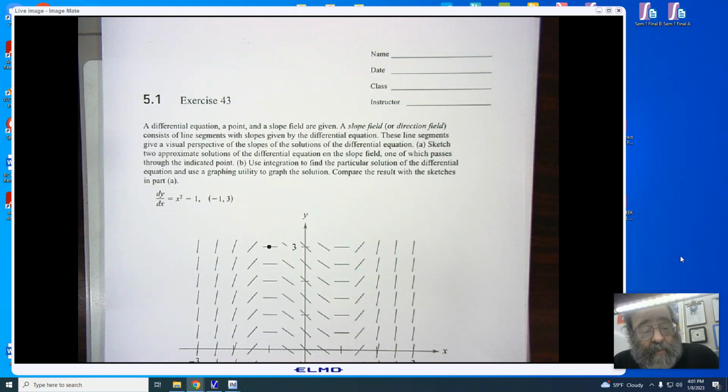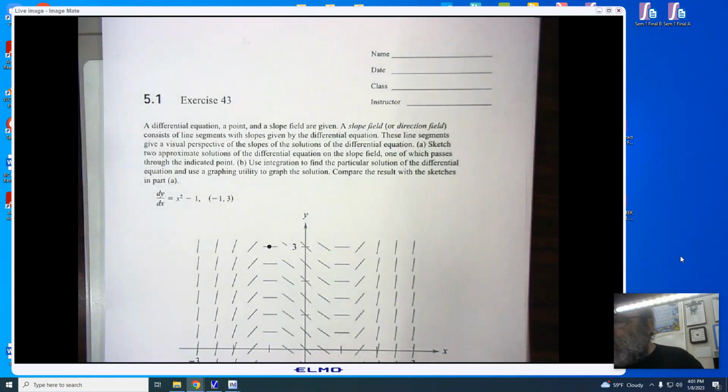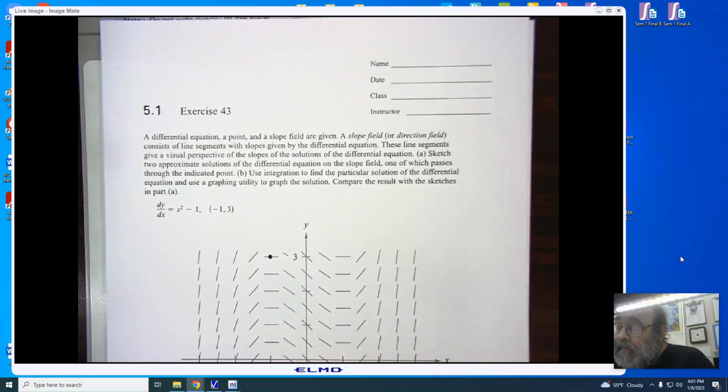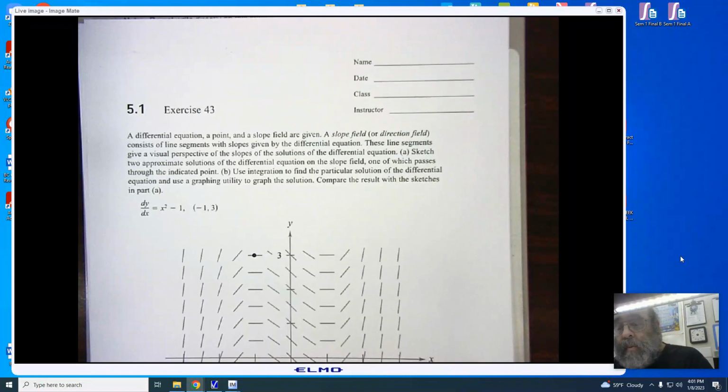This is from the material found on page, let me quickly check that, 287. And we are looking at the slope fields numbers 43 and 44. So there are two basic parts of what you're trying to do in this slope field. The first is you want to find the particular solution. So let's go ahead and take a look at how we do that.